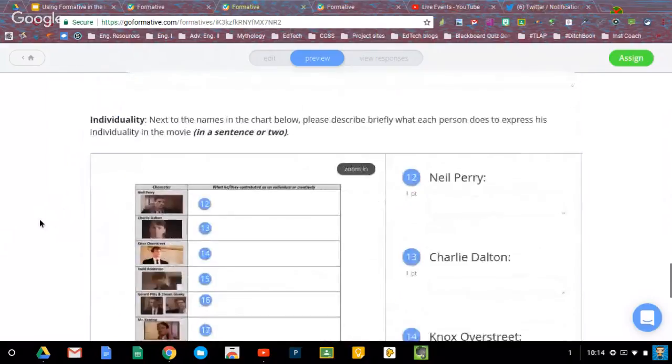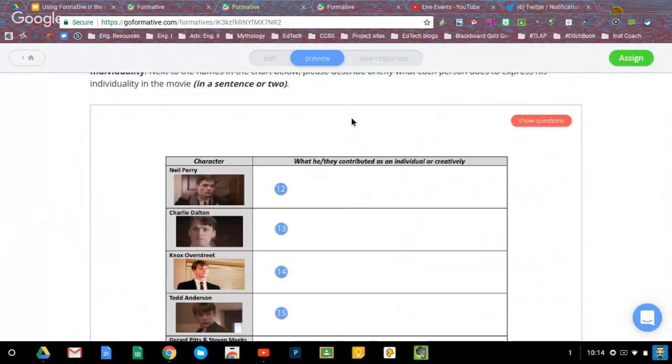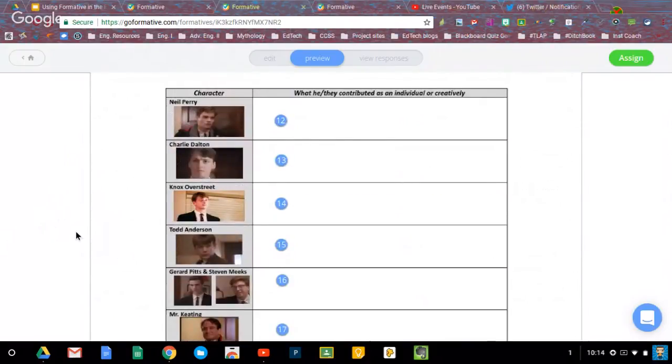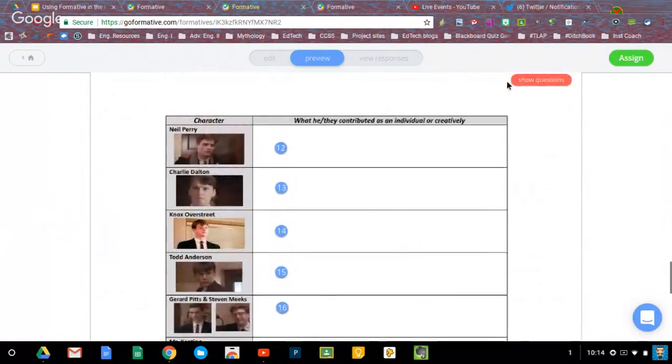The next one, I asked them to explain to me what each and every boy, the main characters, did in the film to express their individuality, because that's a big theme in this particular unit and in this movie. Individuality, become your own self. So I asked them to put down here what each boy contributed to the film, to their group of friends, or to the school. And I even threw in Mr. Keating on there because he definitely is not one to be left out.